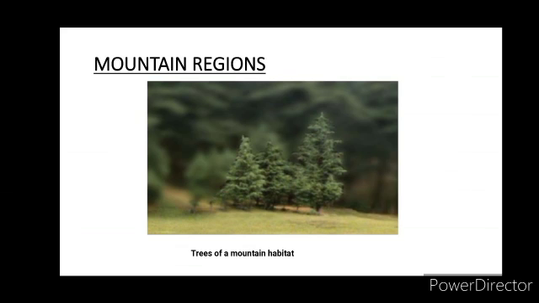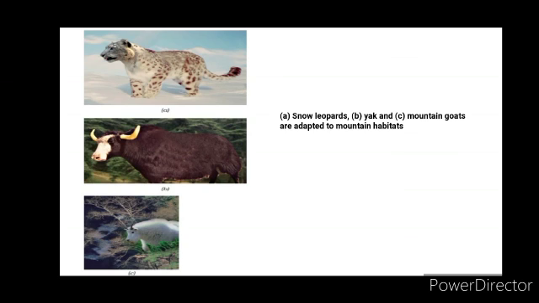The next terrestrial habitat is mountain regions. These habitats are normally very cold and windy. In some areas snowfall may take place in winters. There is a large variety of plants and animals living in the mountain regions.